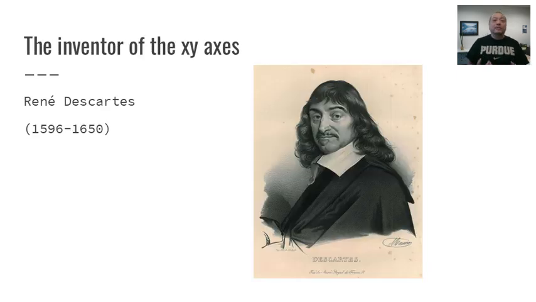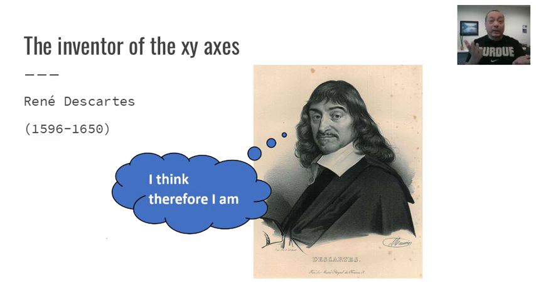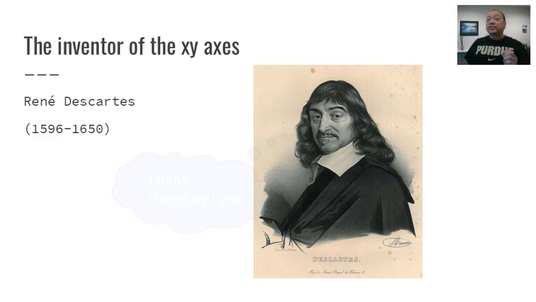The basic concepts of graphing came from the 17th century philosopher and mathematician René Descartes. He's the same one who gave us "I think, therefore I am," that one. What he realized was that we can use axes to locate things in the world.